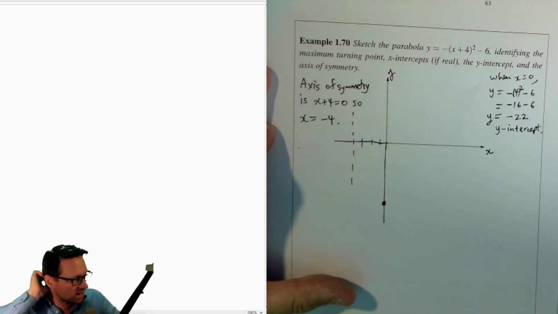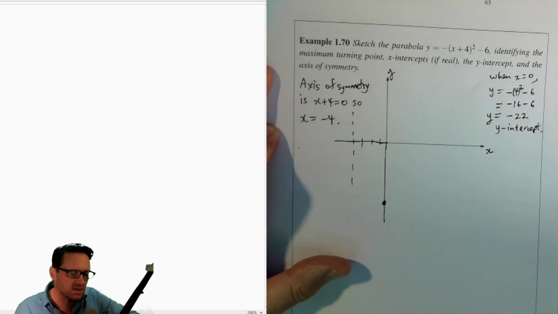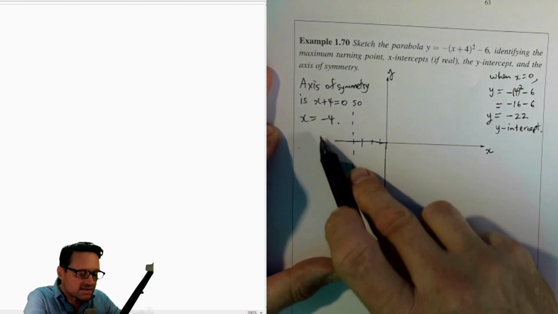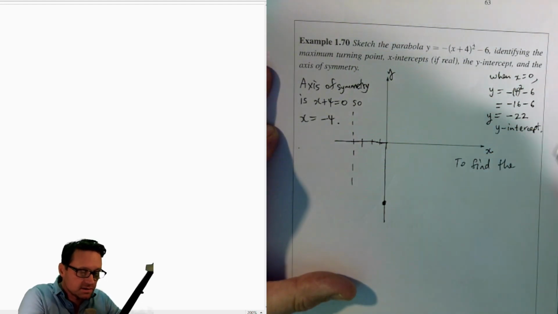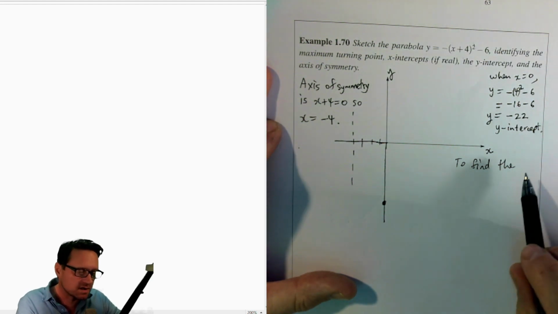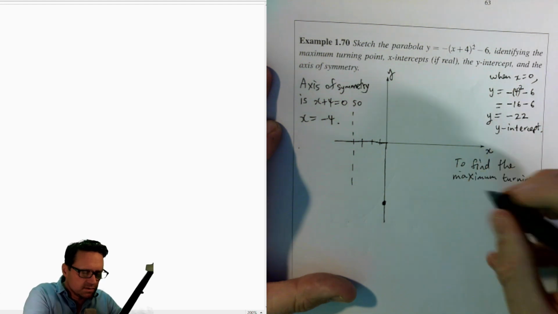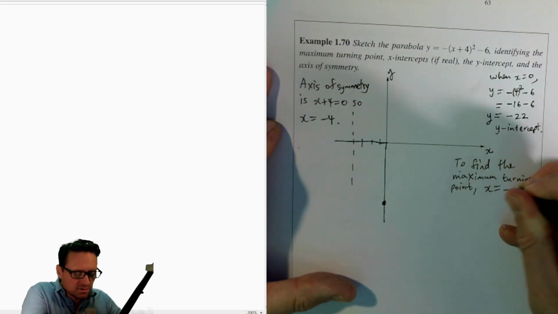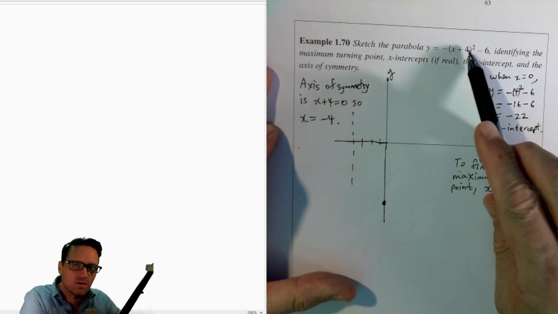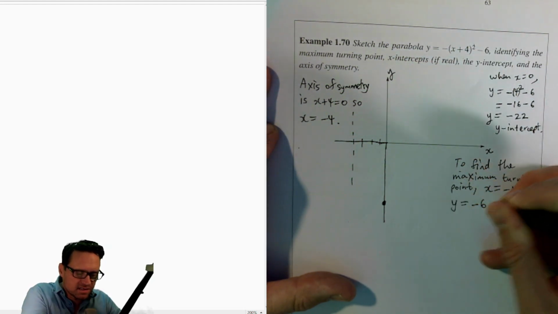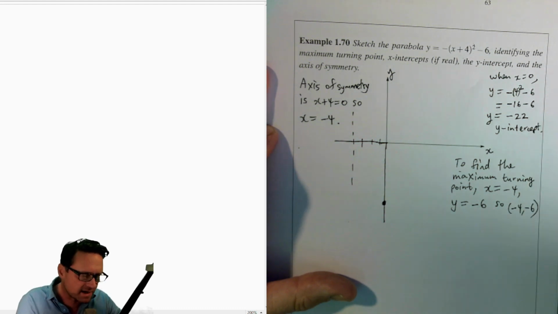All right, so next we need our minimum, okay, our minimum turning point. This occurs on the axis of symmetry when x is minus 4. So let's say to find, no, it's going to be a maximum turning point, isn't it? Because we have a leading coefficient that is negative. So that is a maximum turning point. x is equal to minus 4. And so when x is equal to minus 4, this is 0. And so we have y is minus 6. And so the point (minus 4, minus 6) is our maximum turning point.